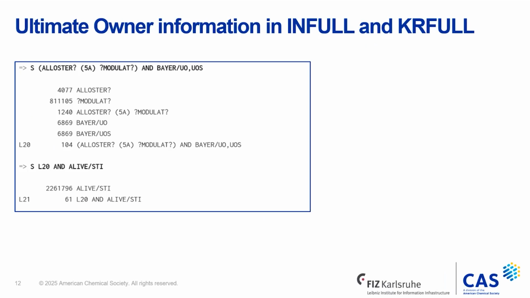We could also continue to use the additional information that we've learned. Here, we're going to narrow down our answer set L20 by also adding in a patent status indicator. So not only do we want to see all of the patents related to this concept currently owned by this assignee, but we also want to know which of those are currently still in force. We do that, and we get L21 with 61 documents.